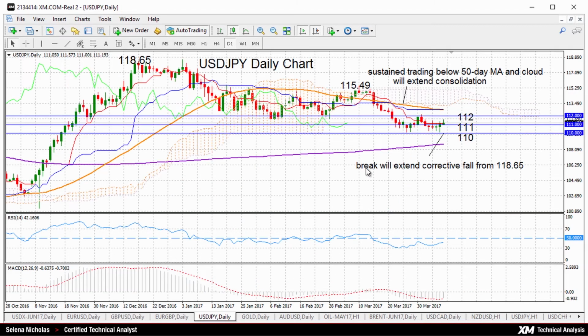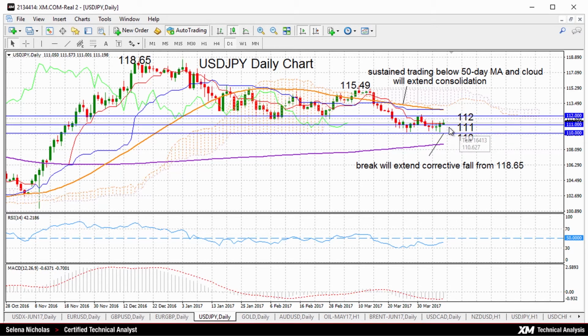Let's take a look at the dollar yen. We're on the daily chart as well. While the risk is skewed to the downside, since there have been lower highs, lower lows from the peak of 118.65 in mid-December, the short term, the very short term, is neutral.